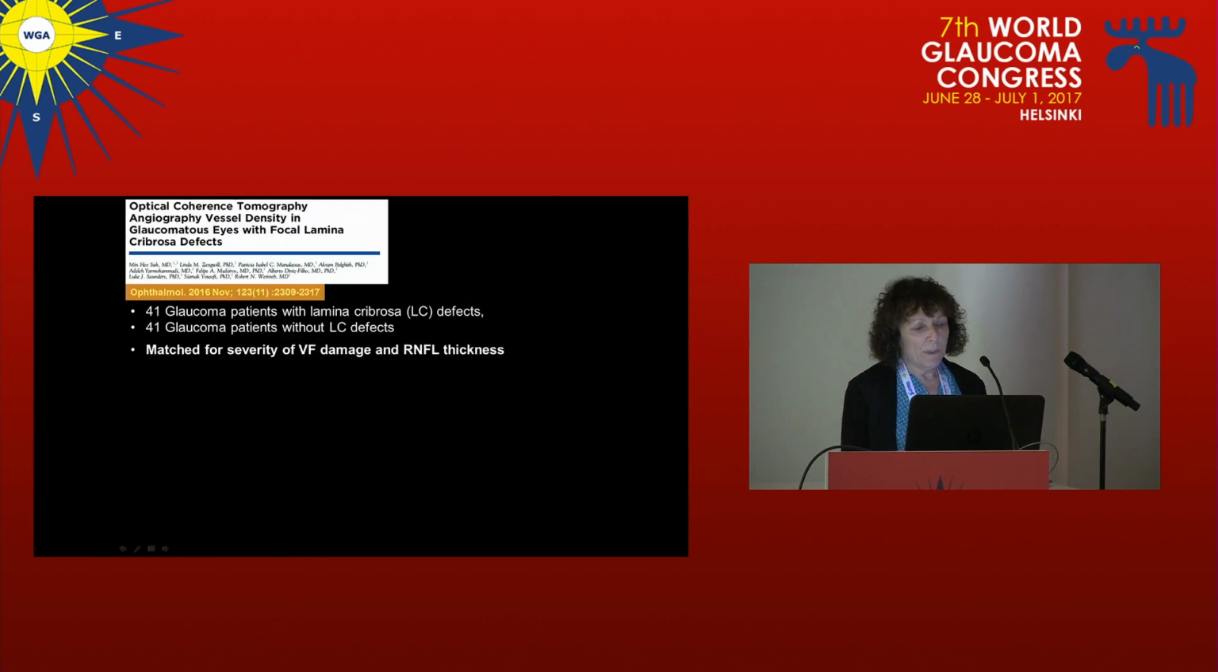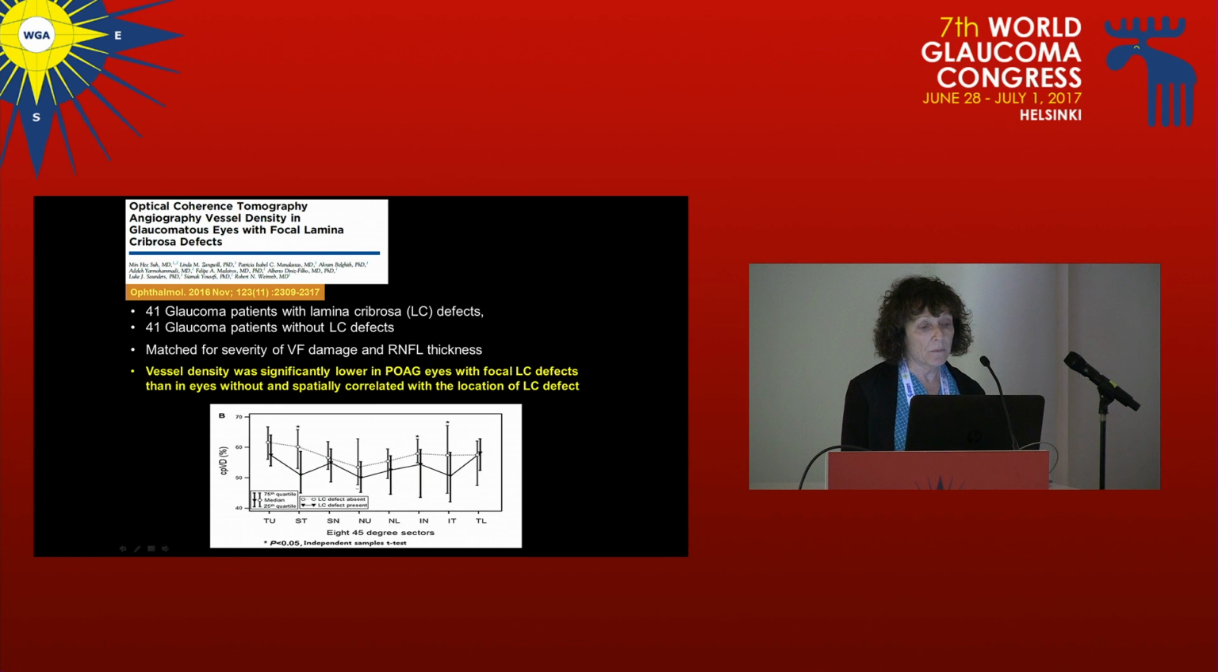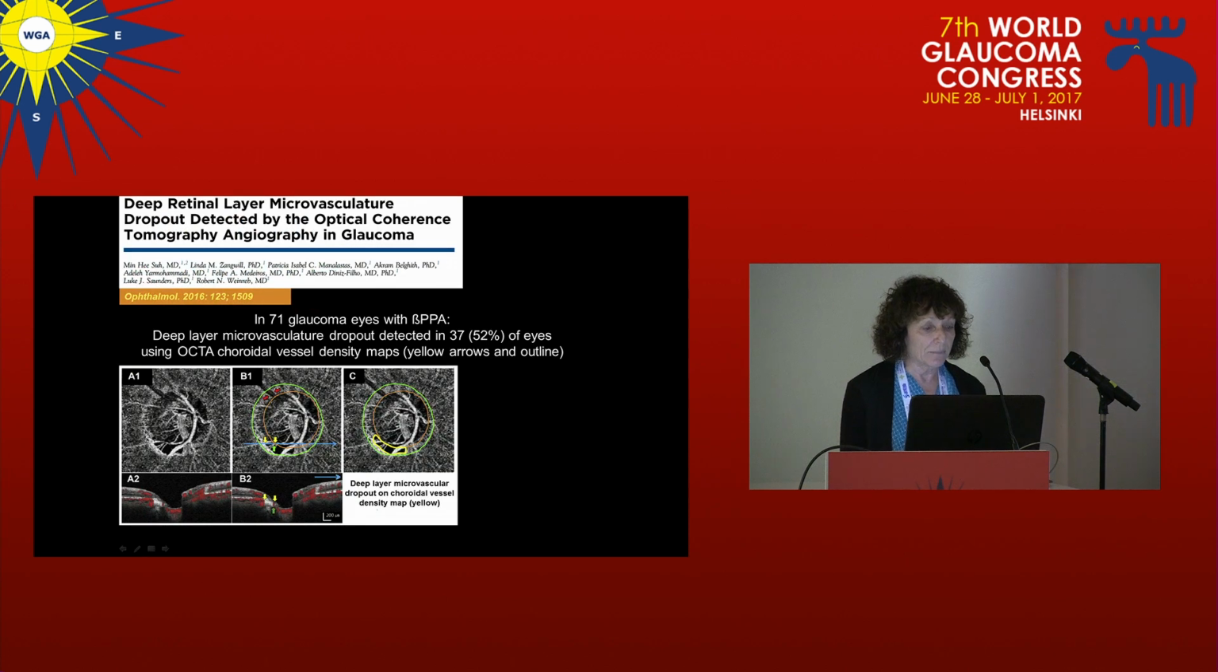But what we looked at, we had 41 glaucoma patients with lamina defects, 41 without, and we tried as best as we could in this small group to match for the severity of visual field damage and nerve fiber layer thickness. And what we saw was the vessel density was significantly lower in the glaucoma eyes with focal defects compared to those without, and they were spatially correlated with the location of the defect. The bottom solid line there are the eyes with the lamina cribrosa defect. So you can see that the vessel density was lower in those eyes.